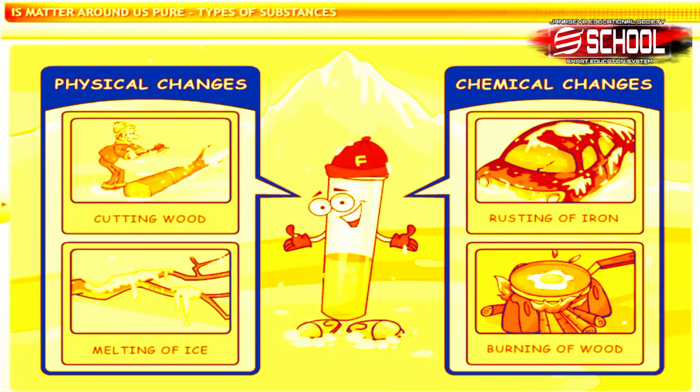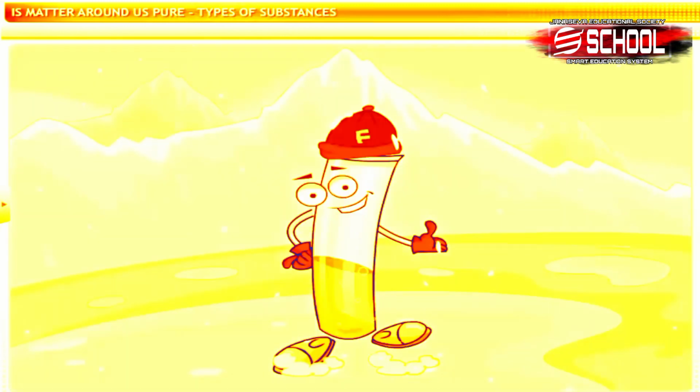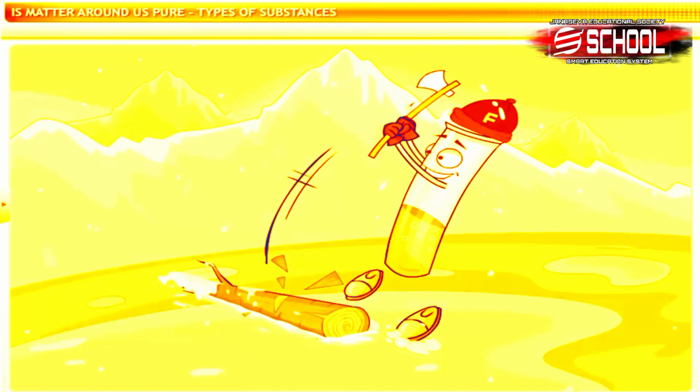Cutting wood and melting ice are examples of physical changes. On the other hand, the rusting of iron, burning of wood, and eggs cooked into an omelet are examples of chemical changes. Hey, I will show you something.